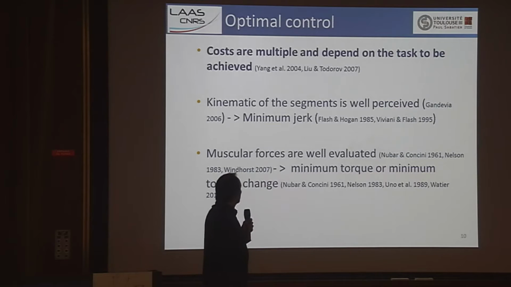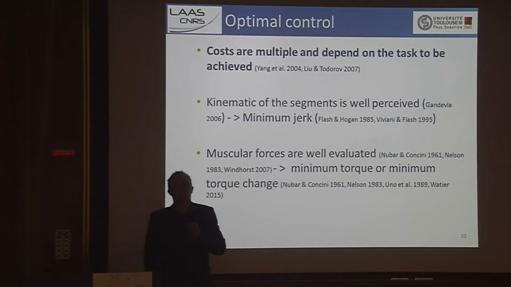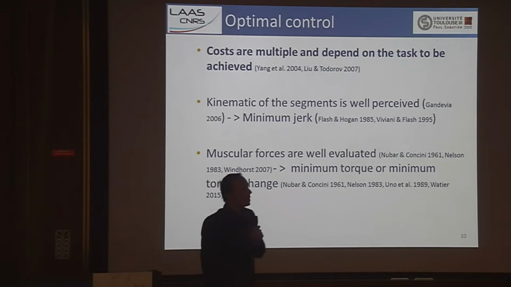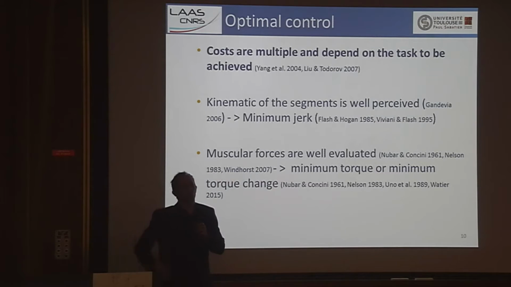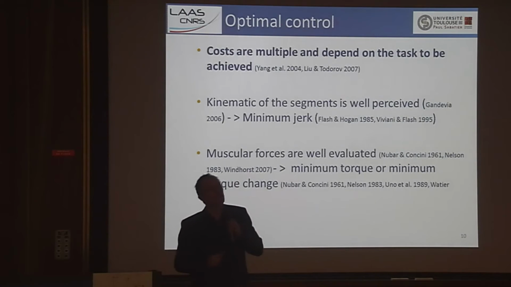During the last 40 years, a lot of authors proposed different cost functions which could be minimized in humans. Some authors propose, as the kinematics of the segment is well perceived, that the jerk, which is a derivative of the angular acceleration, could be minimized in some basic movements like a pointing task or reaching an object. Muscular forces are also well evaluated by the central nervous system.